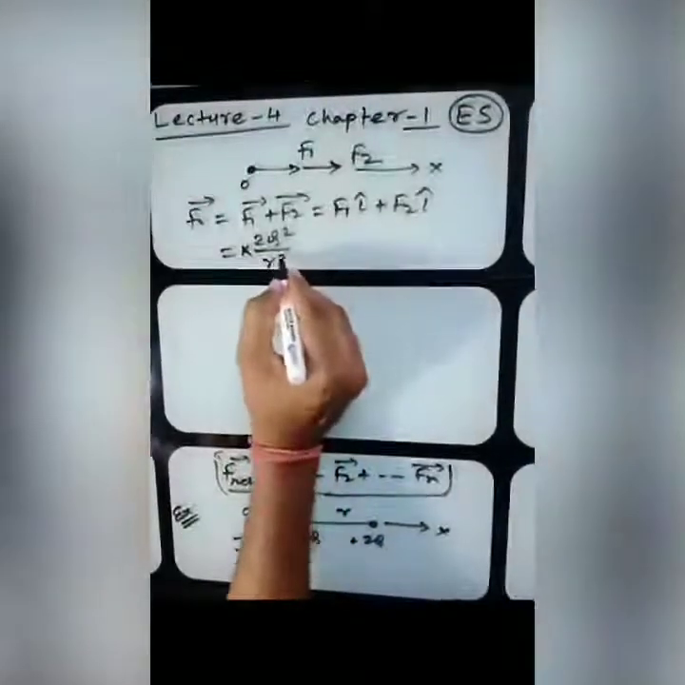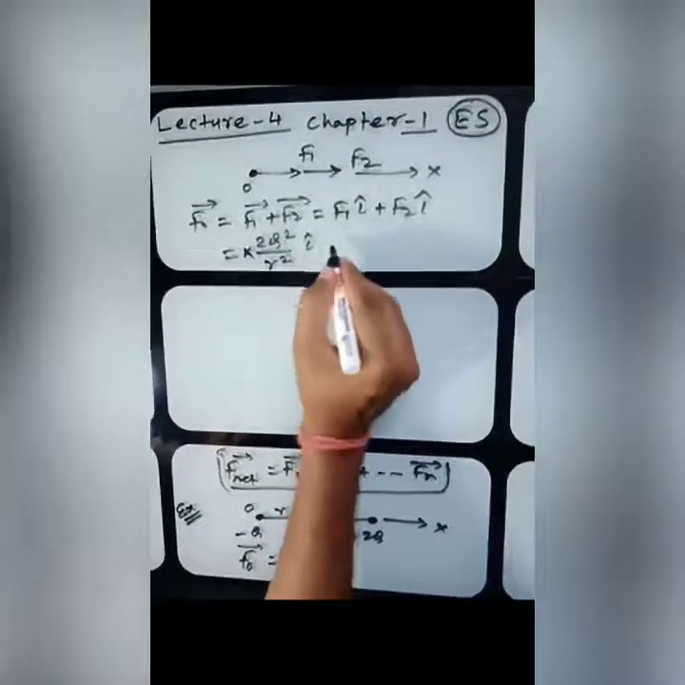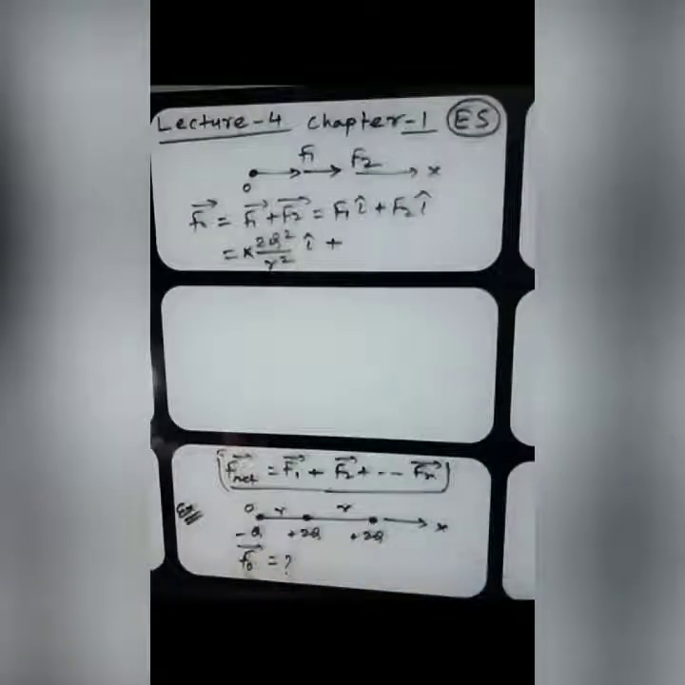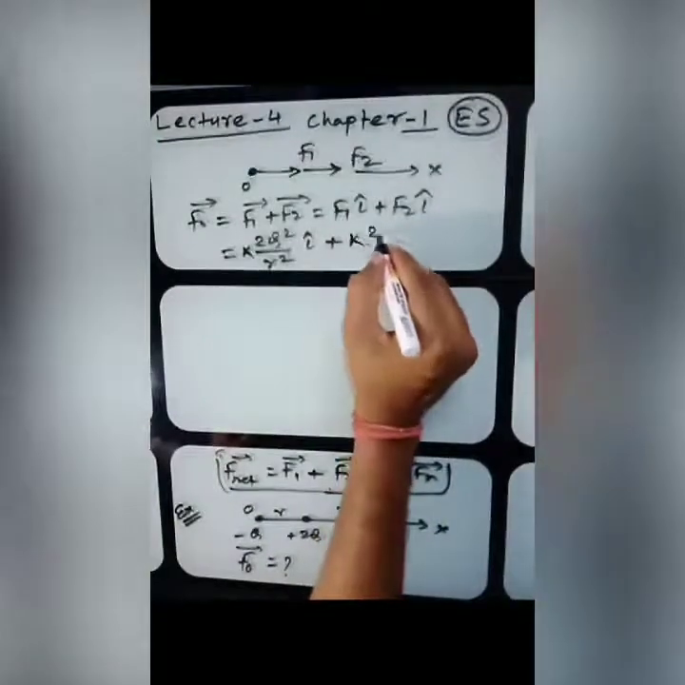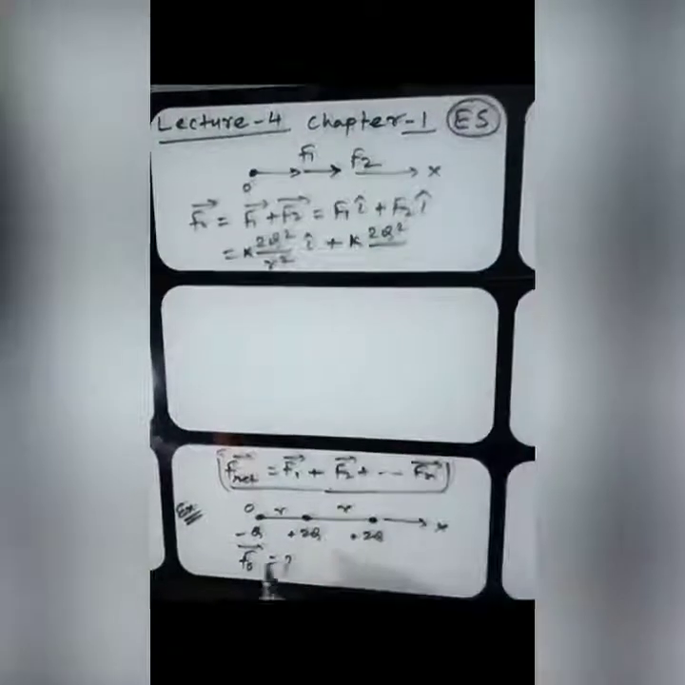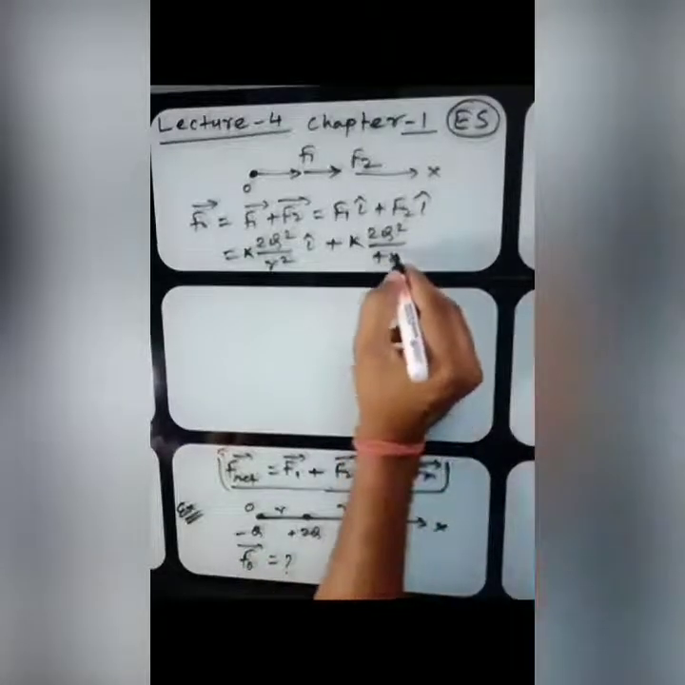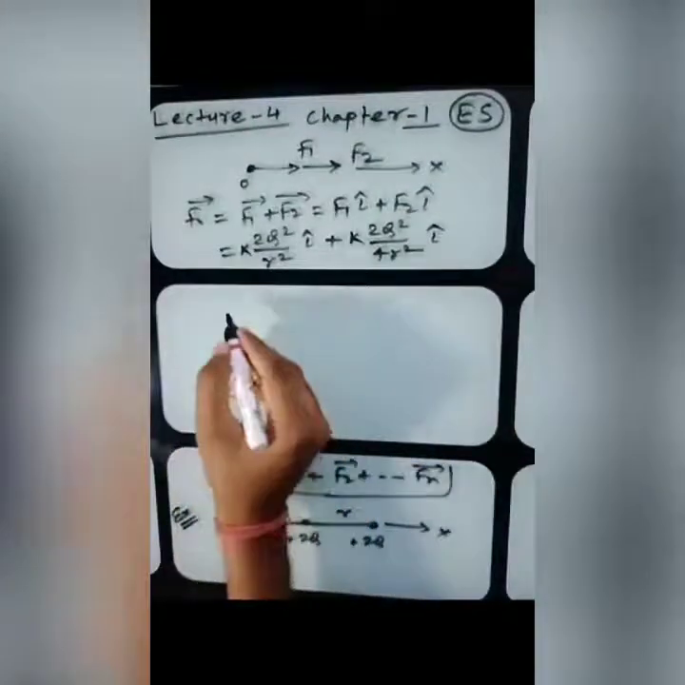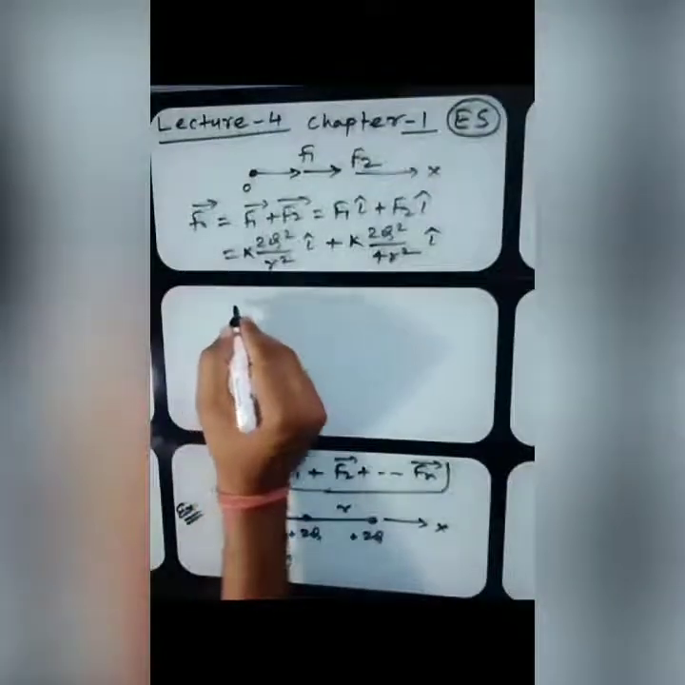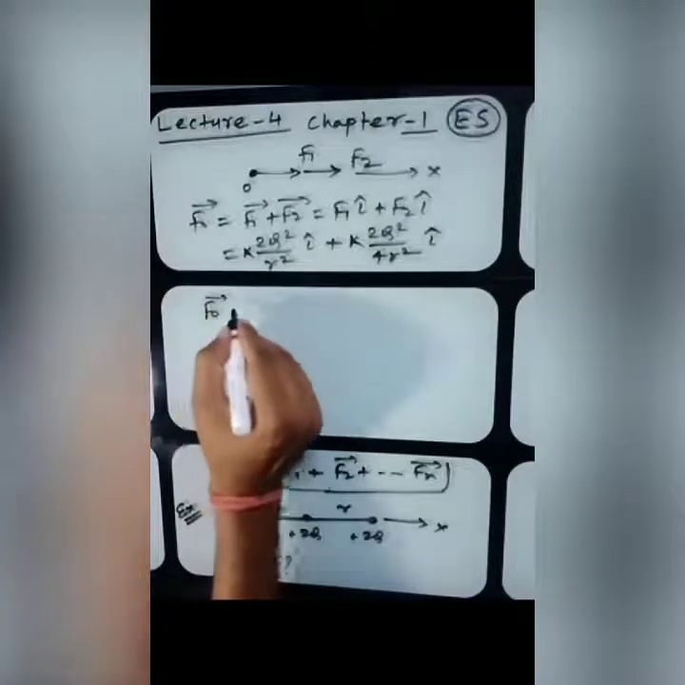so R square i cap. Plus, for this charge and this charge, the force will be K Q1 Q2, again K 2Q square divided by the separation. Now the total separation will be 2R, that is 2R whole square, which is 4R square i cap. So the net force you can calculate now using the vector method.